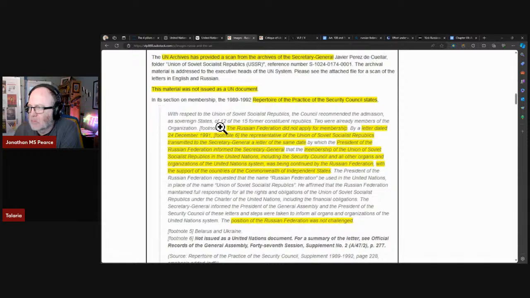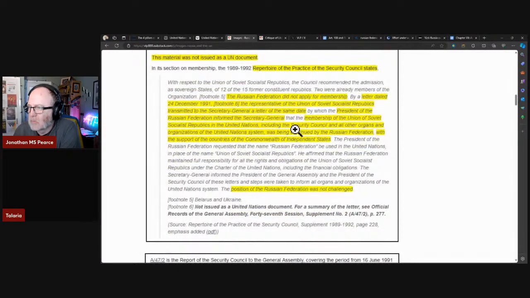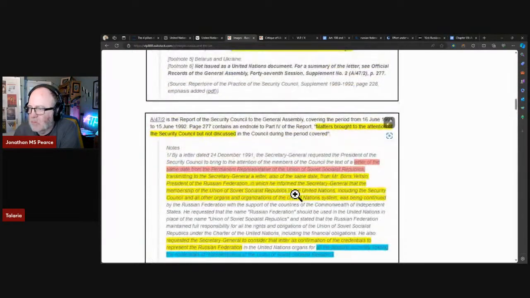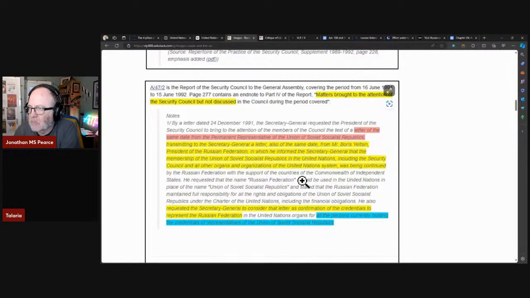The practice of the Security Council states Russian Federation did not apply for membership. By a letter dated, blah, blah, blah, Russian Federation informed the Secretary General that the membership was being continued. The position of the Russian Federation was not challenged. Okay, then we scroll down to the next bit. Matters brought to the attention of the Security Council. This is page 2, because I've screenshotted that page. But the link to the web archive is on that Substack.